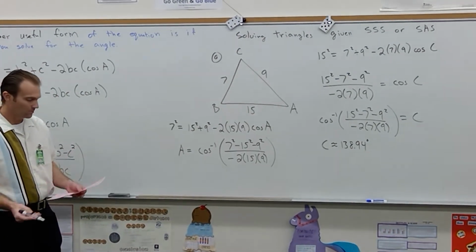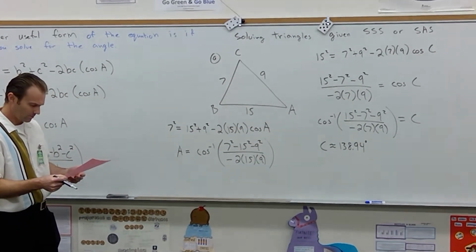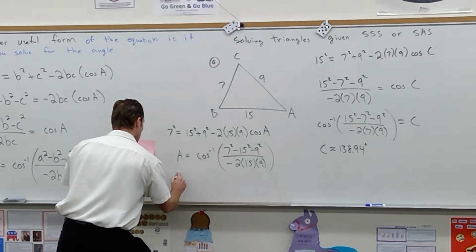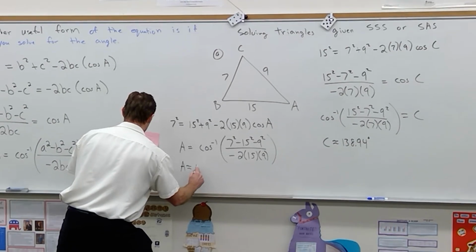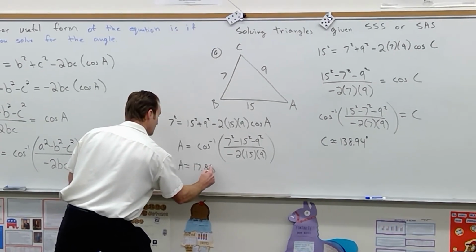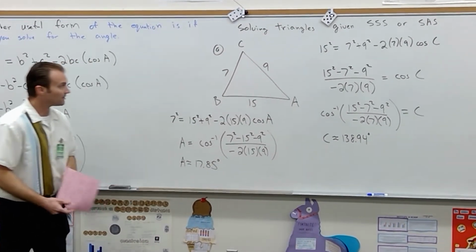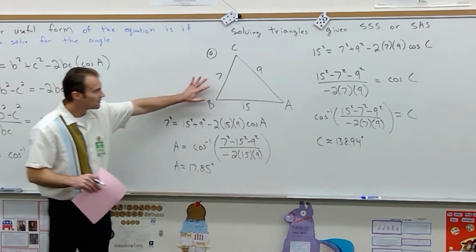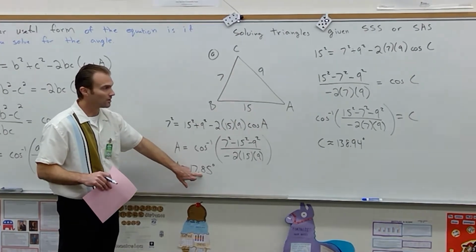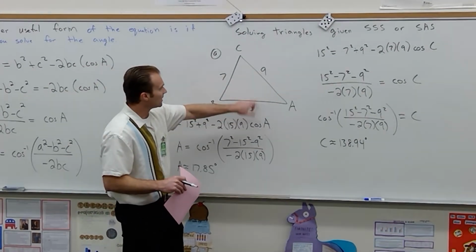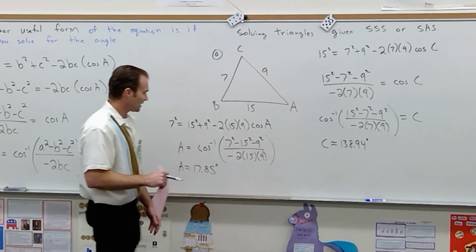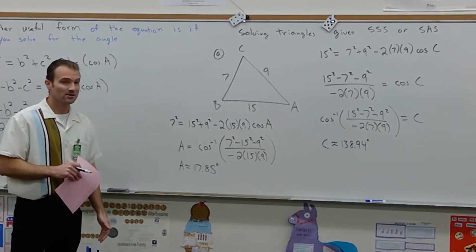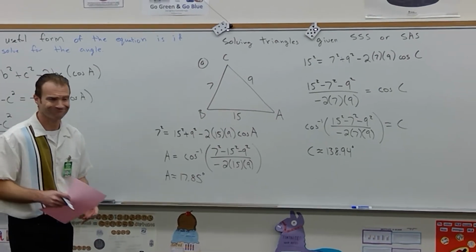And again, don't overload your calculator. We should find angle A is approximately 17.85 degrees. And this should make sense as you're solving the problem. Shortest side, that's smallest angle. Longest side, greatest angle. And at this point, we could use law of cosines one more time if we really love law of cosines, but I'm just going to subtract from 180.